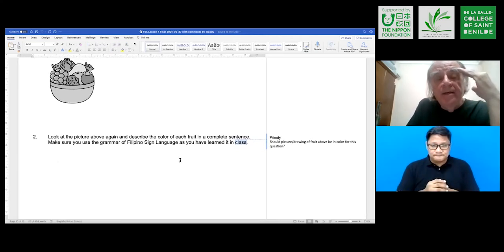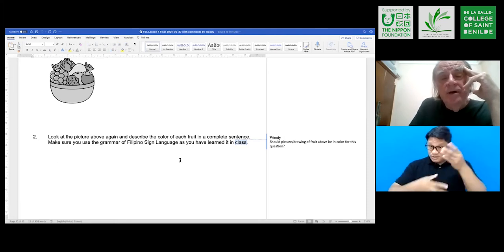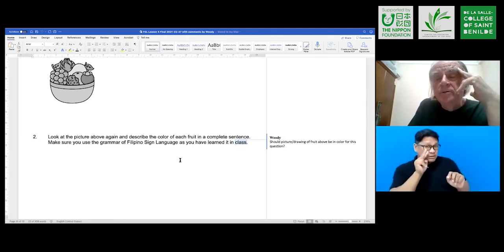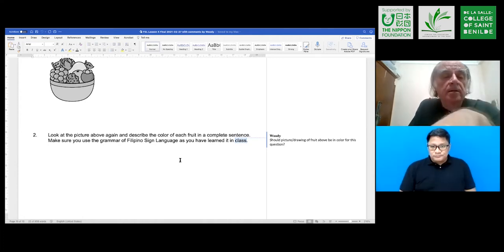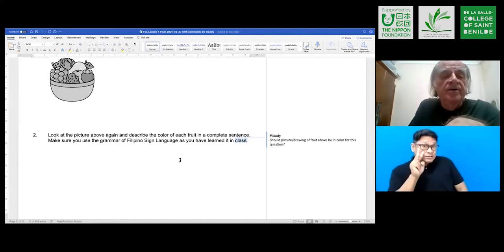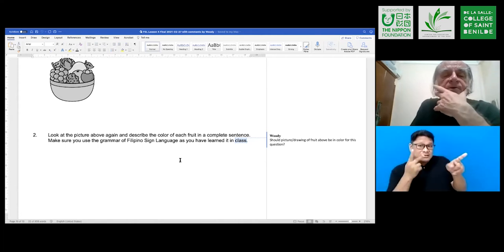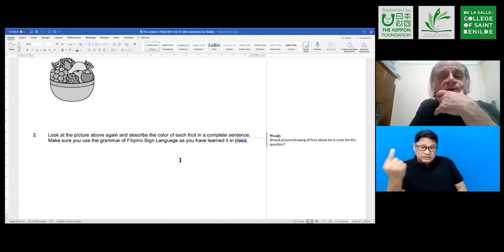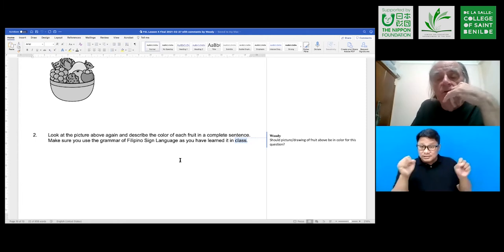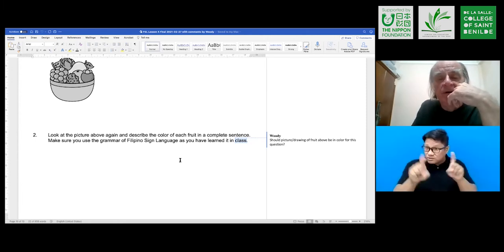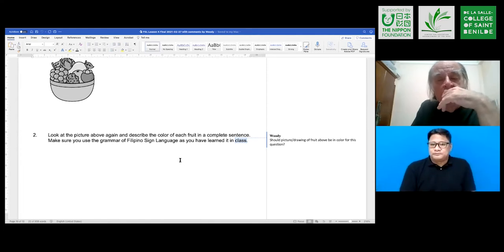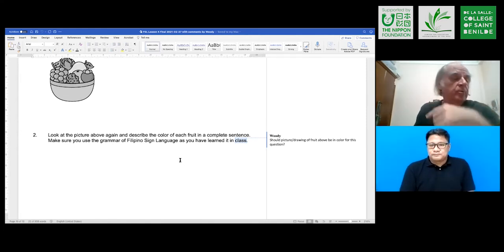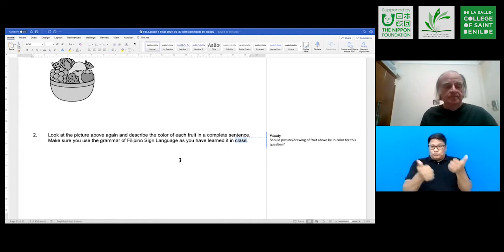I don't know if you want to add colors in the drawing, so then people will have more chance to review colors, the vocabulary for colors. Because the question says, look at the picture above again and describe the color of each fruit in a complete sentence. So yeah, you either have to change the question or change the drawing to add some color. Which way do you want to go? We'll add color.